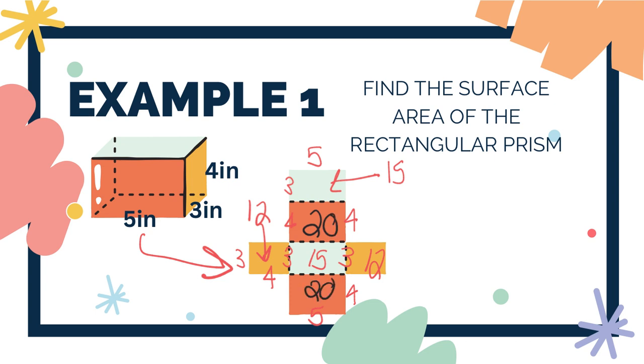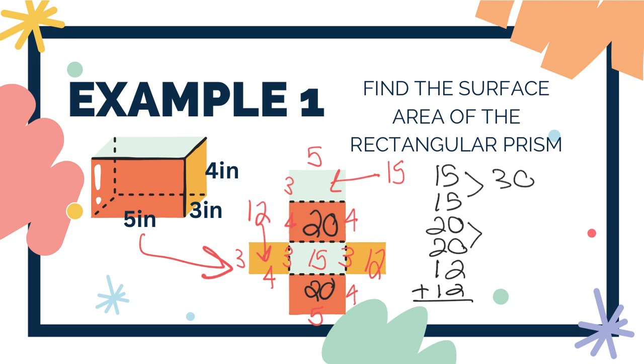And now to find the total surface area, we would add those all together. So we have two 15s, so we would have 15 plus 15. We have two 20s, 20 plus 20, and then we have two 12s, 12 plus 12. And when we add these together, we get 30, 40, and 24. And so our total would be 94 square inches. So what we did was we found the area of each side by making a net. Then we added those all together to get our final answer of 94 square inches.